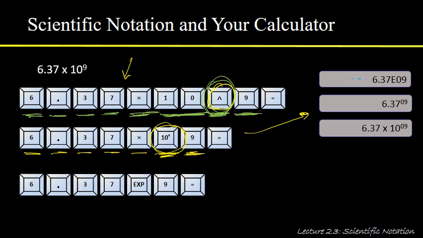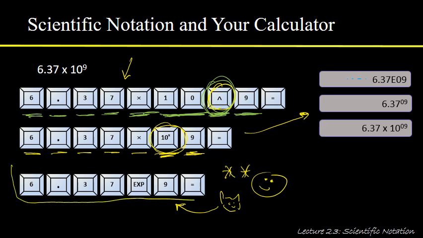Now the third one, and this one is really important. I'm going to put a couple of stars and a happy face and even, I'm sorry, I can't draw, even a happy little kitten. The kitten is happy. The kitten is purring, in fact, because someone used their calculator and typed the number in this way. So if you like purring kittens, please try to get comfortable using this notation for your calculator.